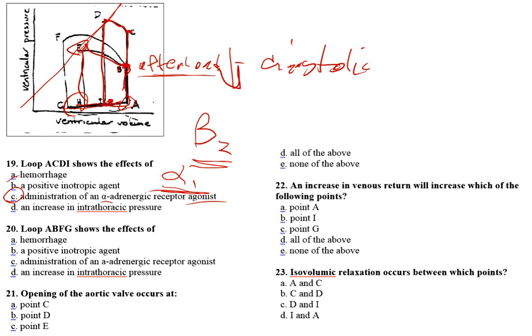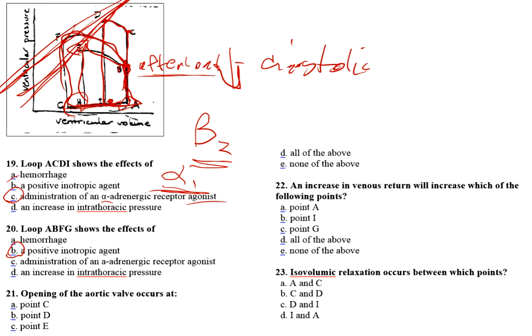Okay, number 20. ABFG shows the effect of. So let's look at ABFG. I've marked this up quite a bit. We're going like this. So what changed? Here is our old peak isovolumic pressure line. Here's our new peak isovolumic pressure line. The only way you can change that line is a change in contractility. So by definition, this is the answer, a positive inotropic agent.